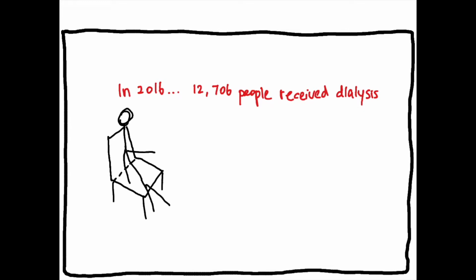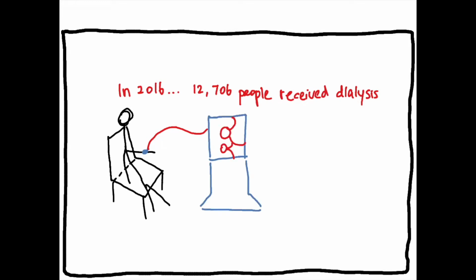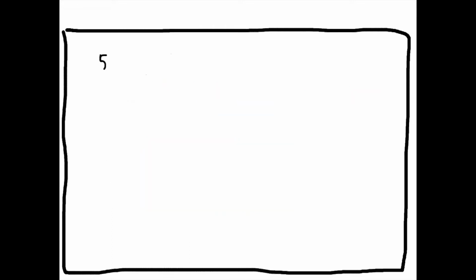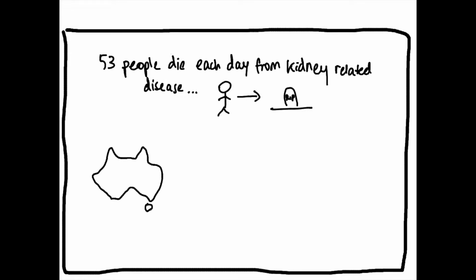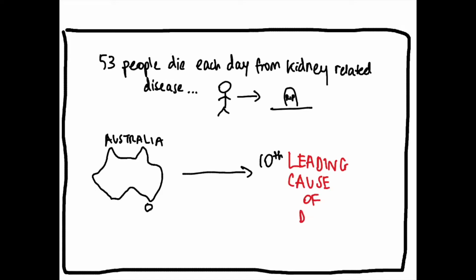You can also develop complications such as high blood pressure, as well as low red blood cell counts, weak bones, and nerve damage. Kidney disease also increases your risk of heart and blood vessel disease. A transplant for end-stage kidney disease is therefore a treatment but not a cure, potentially offering a longer, more active life free from dialysis. 53 people die each day from kidney-related disease and it is the 10th leading cause of death in Australia.